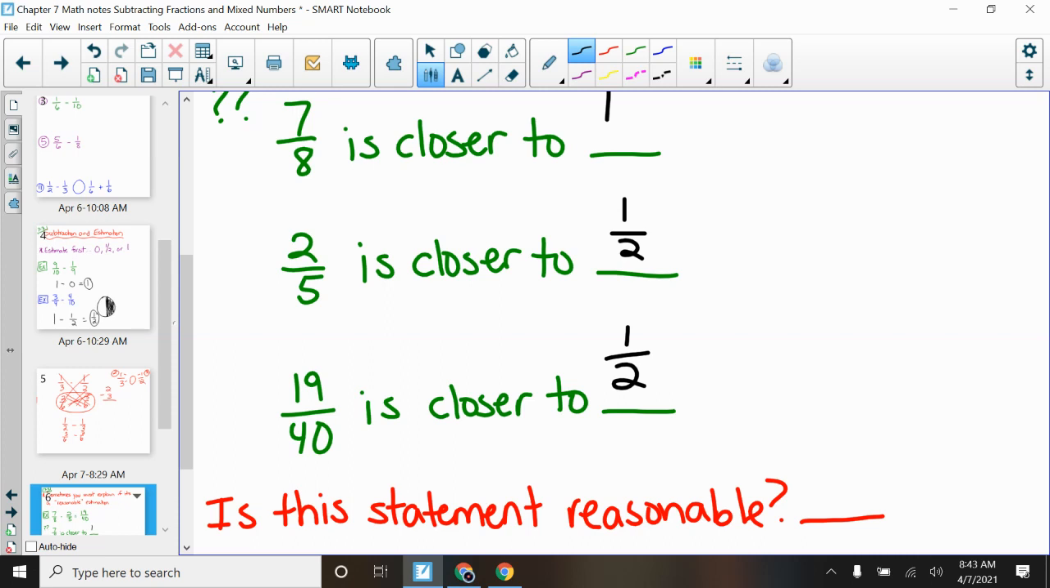So the question at the bottom says, is this a reasonable statement? Does it make sense to say this fraction minus this fraction equals that fraction? Correct. Well, let's look at what you just said. Is 1 minus a half equal a half? So then, is this a reasonable estimation? You would say yes. Okay.